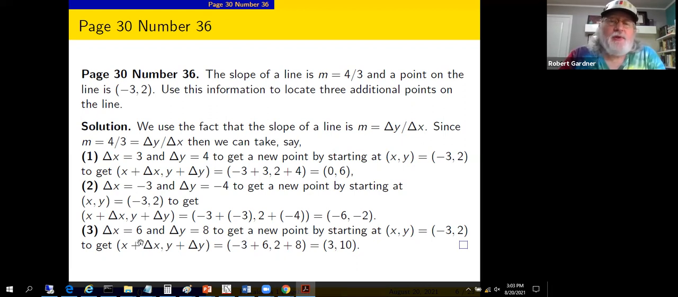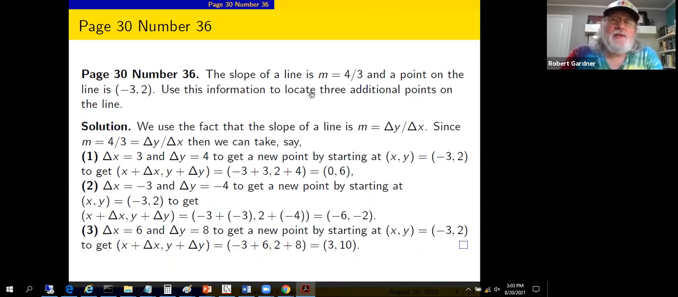Same procedure, start at the point -3, 2, there it is. Add delta x and delta y, that is, add 6 and 8. And this produces 3, 10. And so there's another point on the line. All they asked us to do was find the points. They didn't ask us to go through and graph. It'd be a piece of cake to graph. We got 4 points on this line: the point they gave us and the 3 new ones that we found.